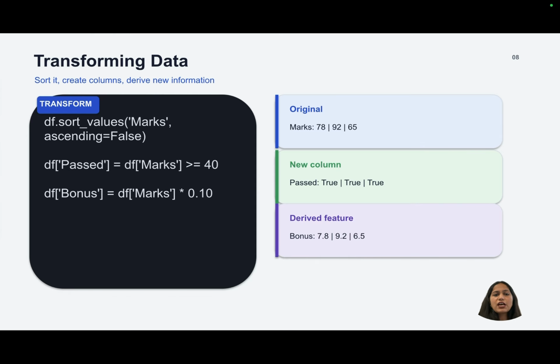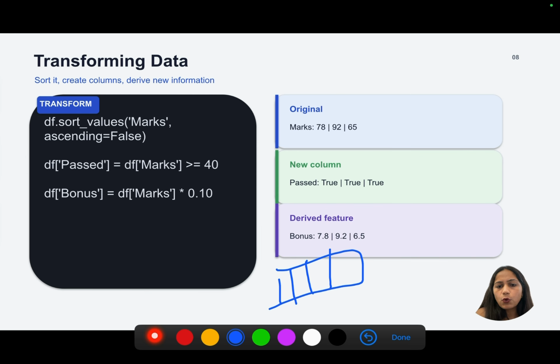Next is transforming our data. For example, I already have some information, some columns, and I want to append a new column here. This new column could be maybe total marks. I'll be using existing features, performing some operation on them and storing the result here. This can also be done.